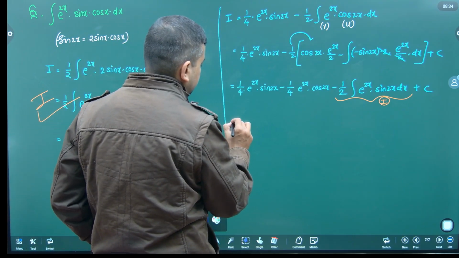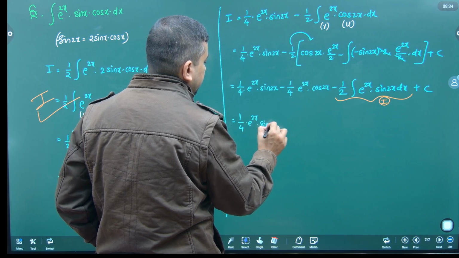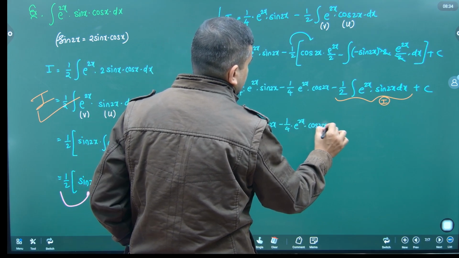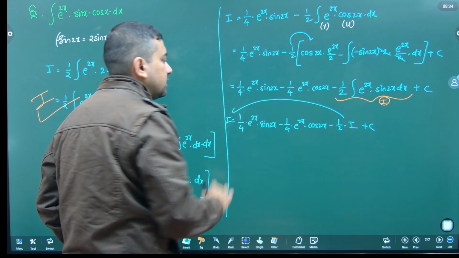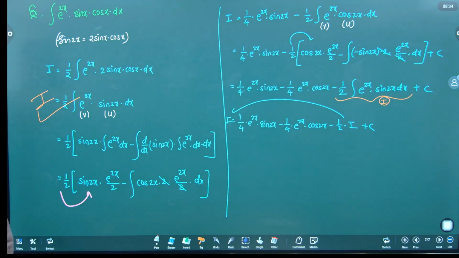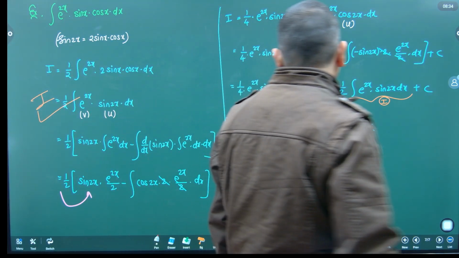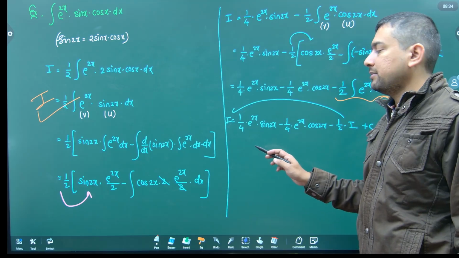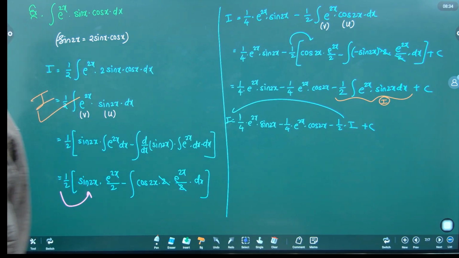So the integral becomes 1 by 4 e to the power 2x sin 2x minus 1 by 4 e to the power 2x cos 2x minus 1 by 2 I plus c. You can take it to the left hand side and further simplify. Correct? Complete this. Right? See, next step will be what? This minus I by 2, it becomes plus here. So I plus I by 2, the rest terms as it is. So I plus I by 2, it will be 3I by 2.